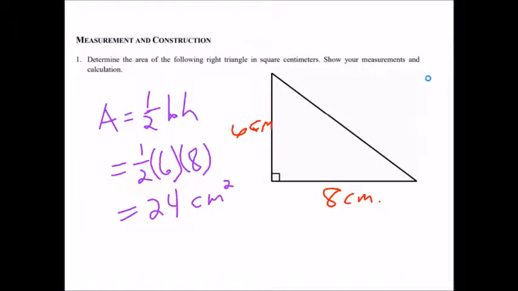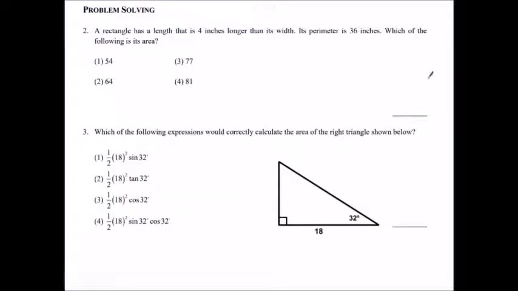For number 2, a rectangle has a length that is 4 inches longer than its width. All right, so let's draw a rectangle. Let's call this the width. The length would be 4 inches longer than that, so W plus 4. Its perimeter is 36. Which of the following is its area?